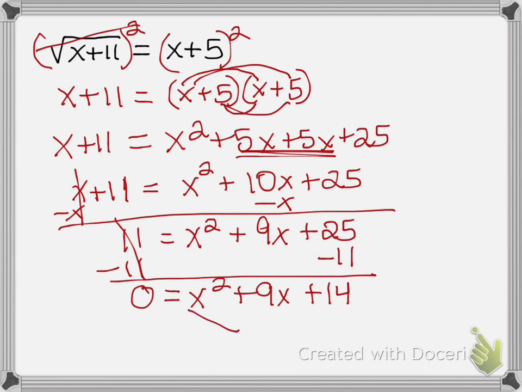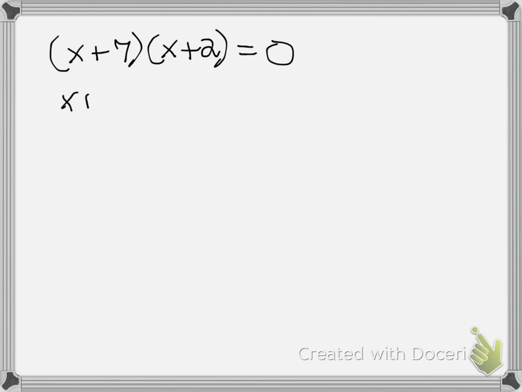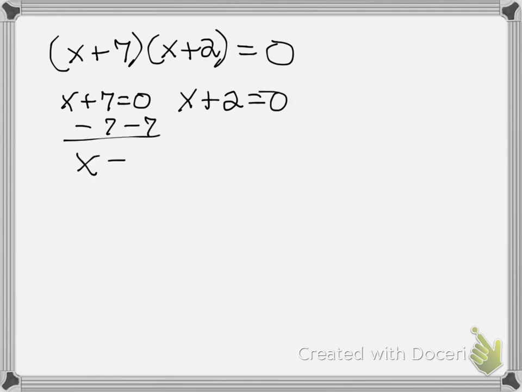Now I can factor this using bottoms up. What multiplies to give me 14, but when I add them, they equal 9? Yep, it will definitely be 7 and 2. And I'm going to go on to the next page. So now I'm going to have x plus 7 and x plus 2. And since they equal 0, I have to set them both equal to 0 and solve for x. So that will give me x equaling negative 7 and x equaling negative 2.